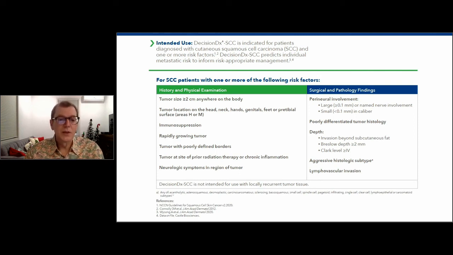Rapidly growing tumors in patients with immunosuppression can make the high risk list, along with tumors in specific areas, the H and N areas. Tumors arising in prior radiation therapy sites, and anything that involves neurological symptoms or large perineural involvement, along with histology of poorly differentiated tumors, makes you a high risk tumor.